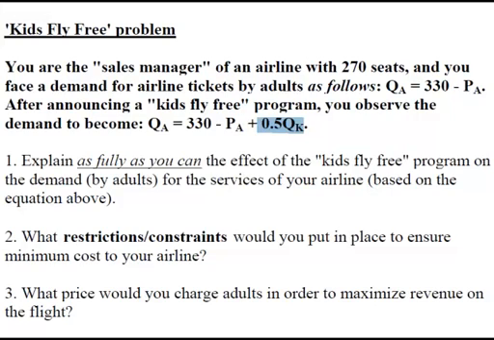For example, prior to the Kids Fly Free program, the demand by adults would have maximized its revenue at the midpoint of the demand curve, which is Q equals 165 and P equals 165. Now we can see this rightward shift of the demand curve would yield a higher price and a higher quantity of adults, and we have to calculate what that would be based on the fact that we have 270 seats to allocate. The question asks you to explain as fully as you can the effect of the Kids Fly Free program on the demand by adults.